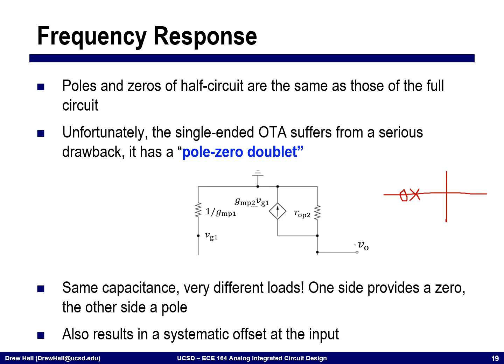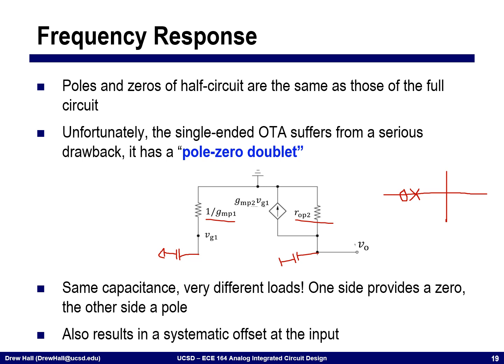Okay, and so the question is, why do I end up with this? Both of these circuits have very similar amounts of capacitance at the output nodes here. And so if we were to think about the impedance that they see, this capacitance sees a 1 over GM, and this capacitance sees an impedance of R naught. Okay, and so it's really this asymmetry in the impedances that gives rise to this pole zero doublet.